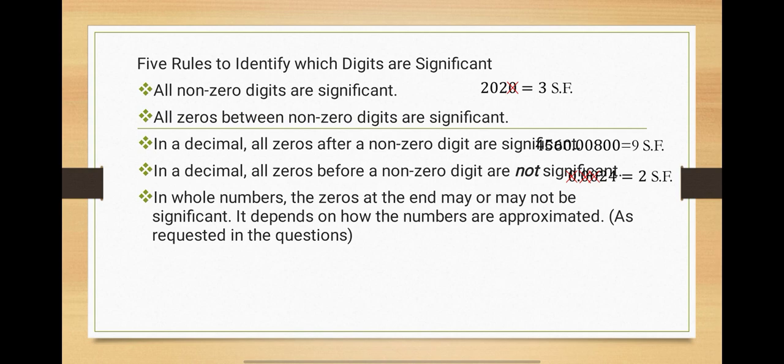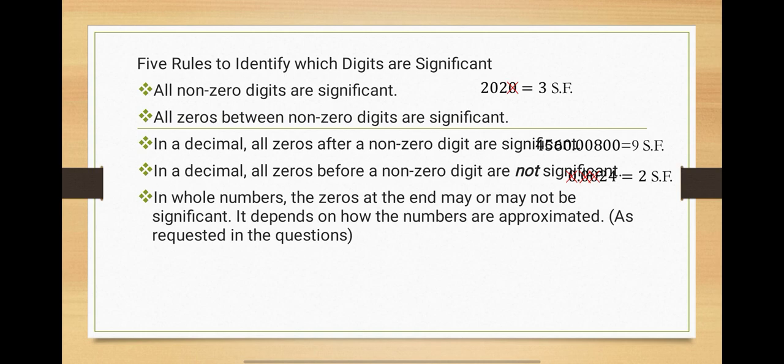Take a look at the first example. The year 2020 has 3 SF. Because all zeros between non-zero digits are significant, this zero between the 2 and the 2 is significant, while the other zero, the one at the very back, is not a significant figure. So only 3 SF.